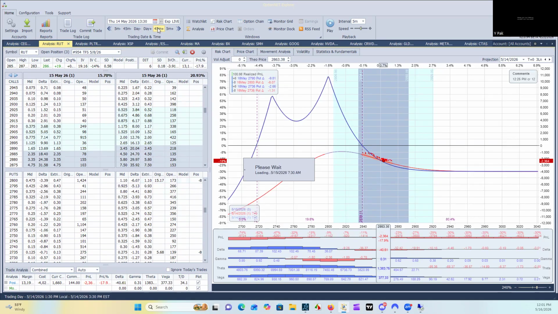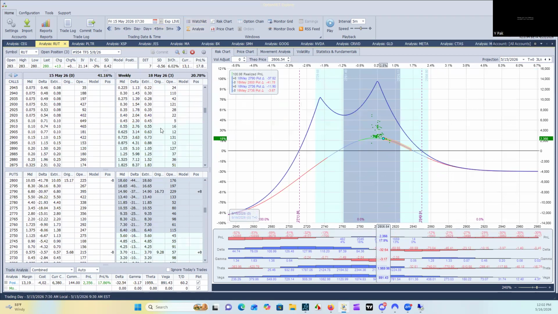So this is the problem with being stubborn and staying in a trade that you shouldn't be in. You have to worry about it and do these adjustments and waste your time on it. So I want to keep it simple in the future. So I'm not going to be doing this anymore.